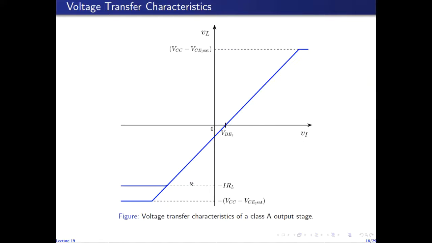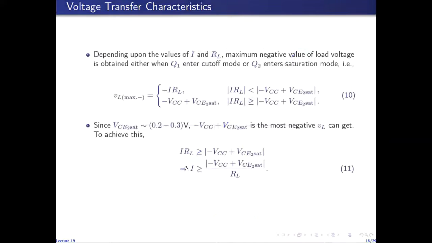On the other hand, when VL swings in the negative direction, it can either get saturated at minus IRL, which will mean that at this point Q1 has entered cutoff mode, or it can get saturated at this value, which means that Q2 has moved into saturation mode. So whichever of the two is smaller in magnitude will define the swing of the output load voltage in the negative direction.